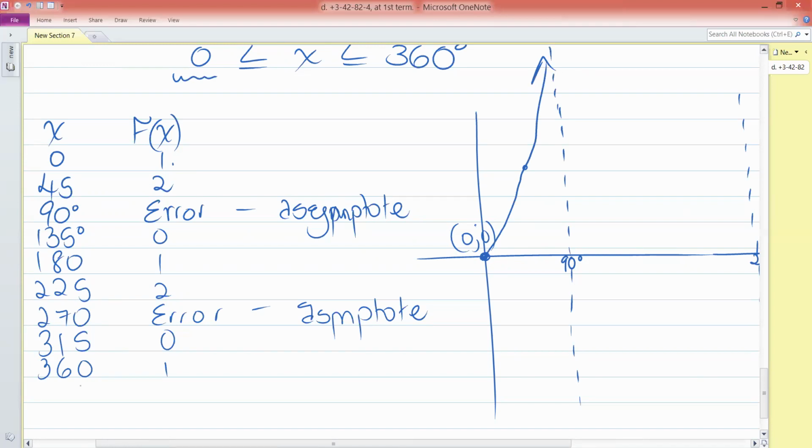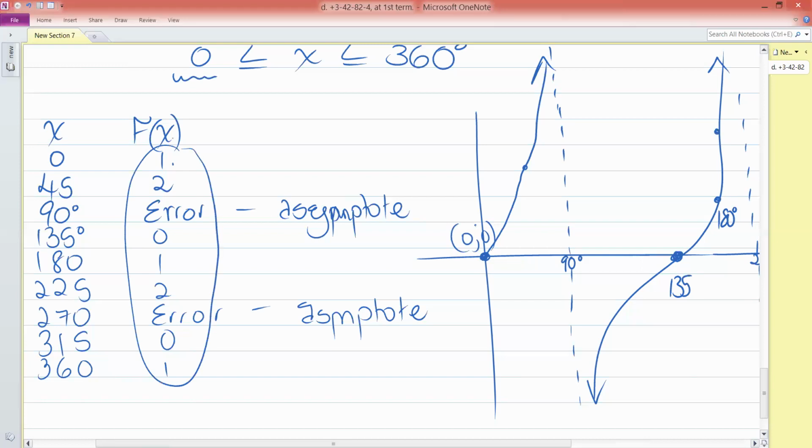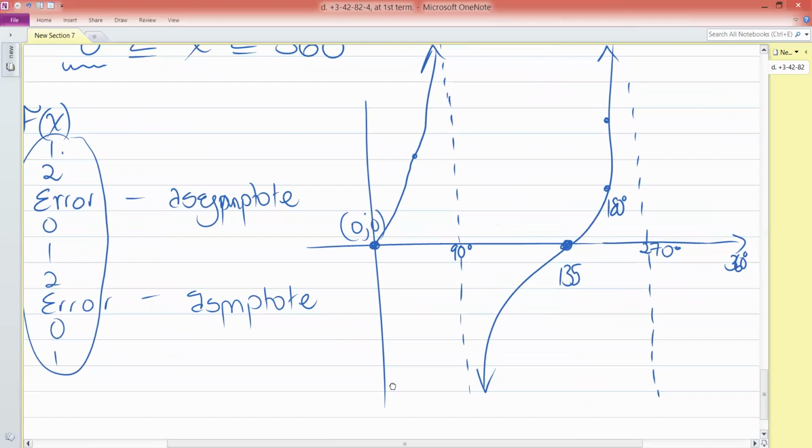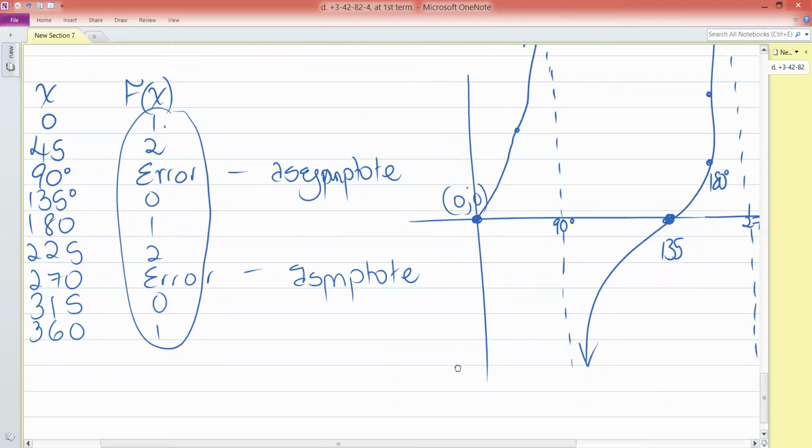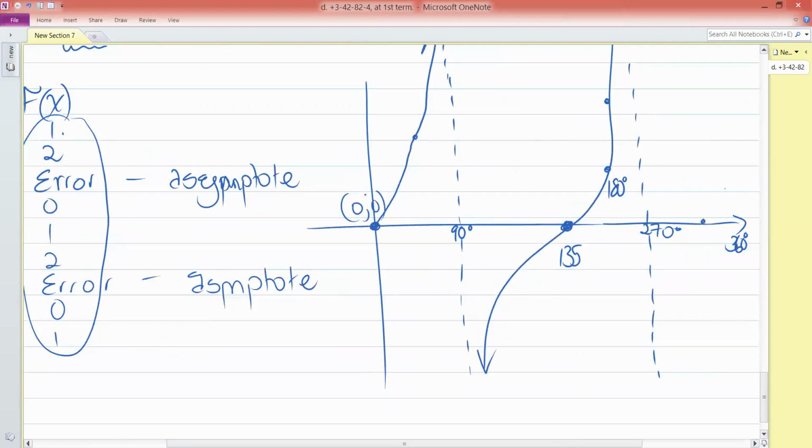Then on the other side, 135 and 0, 1, 2. Since we chose 45 here, it's left out some values. But for 10, as you can see, the shape is like that. So this point here is 135 and 0, then 180 and 1 there, and 225 and 2. So these values give you the general shape of the graph. The error, that's your asymptote. And then 315 and 0 and 1. So like that as well.